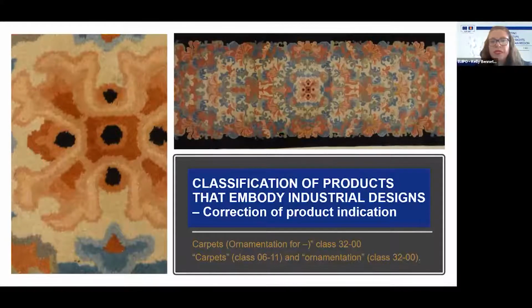without those contours being disclaimed, then the examiner will raise an objection and suggest either disclaiming the contours, in which case, once again, a new filing date must be accorded, or replacing the indication ornamentation with the product indication for the product disclosed. So in this case, if they had applied for ornamentation, and it showed the full carpet, we would ask them to replace the product indication with carpets. And this reasoning also applies for graphic symbols, logos, and surface patterns that are also in class 32-00 of the Locarno classification.